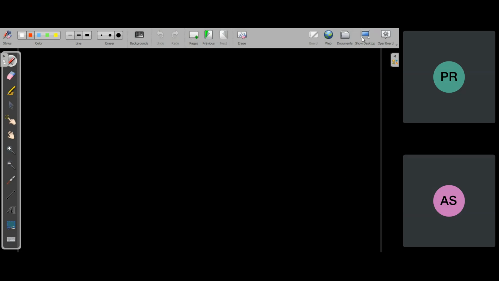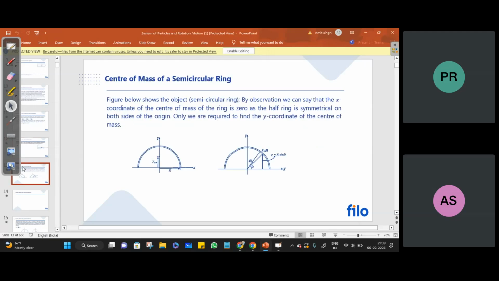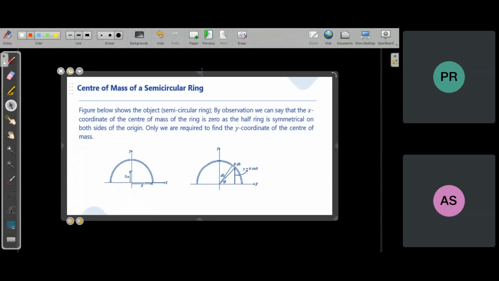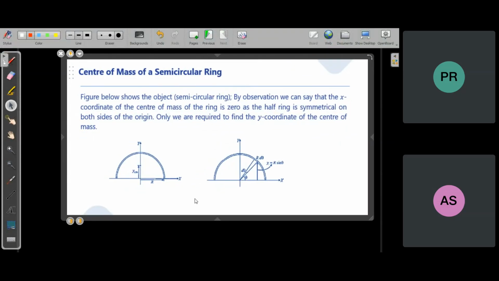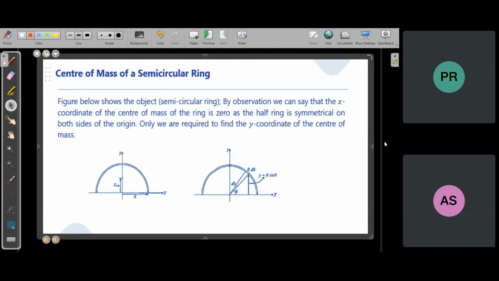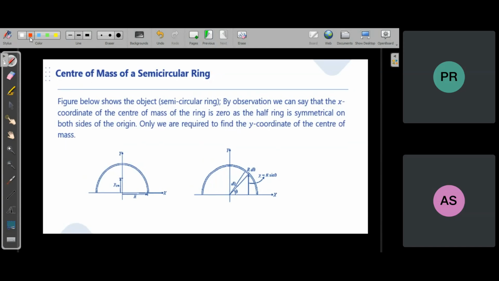Okay, so then let's go to the next. Now suppose you have to find center of mass of a semicircular ring. Based on the shape of the object, your choice of the element will change. Here you can see that this is a circular ring, so it is better to take a small part of this circle, which will be an arc. Suppose this small arc is subtending an angle d theta here.